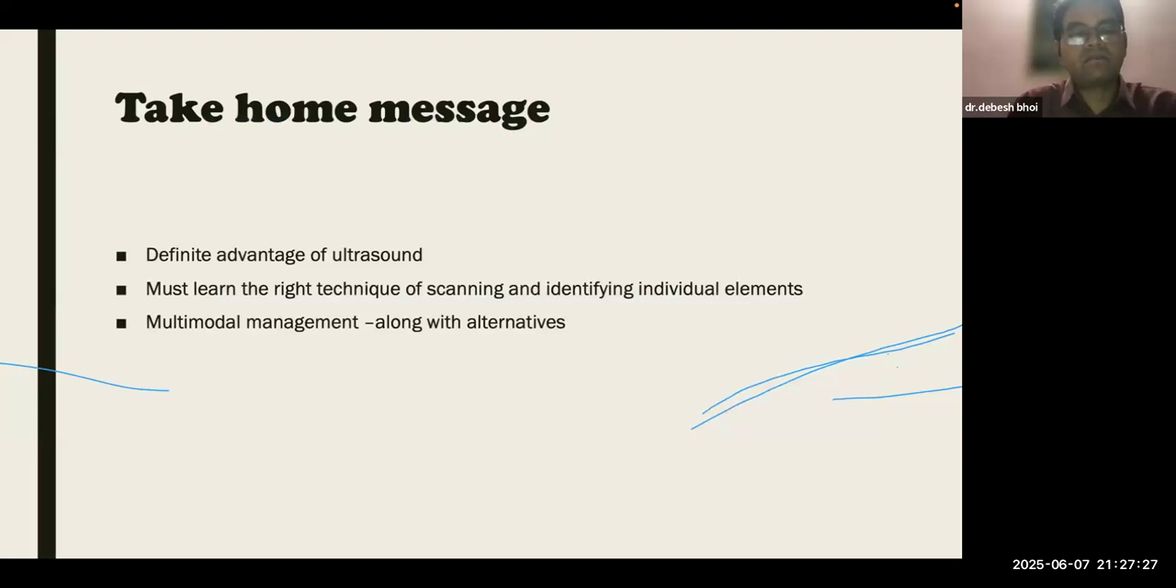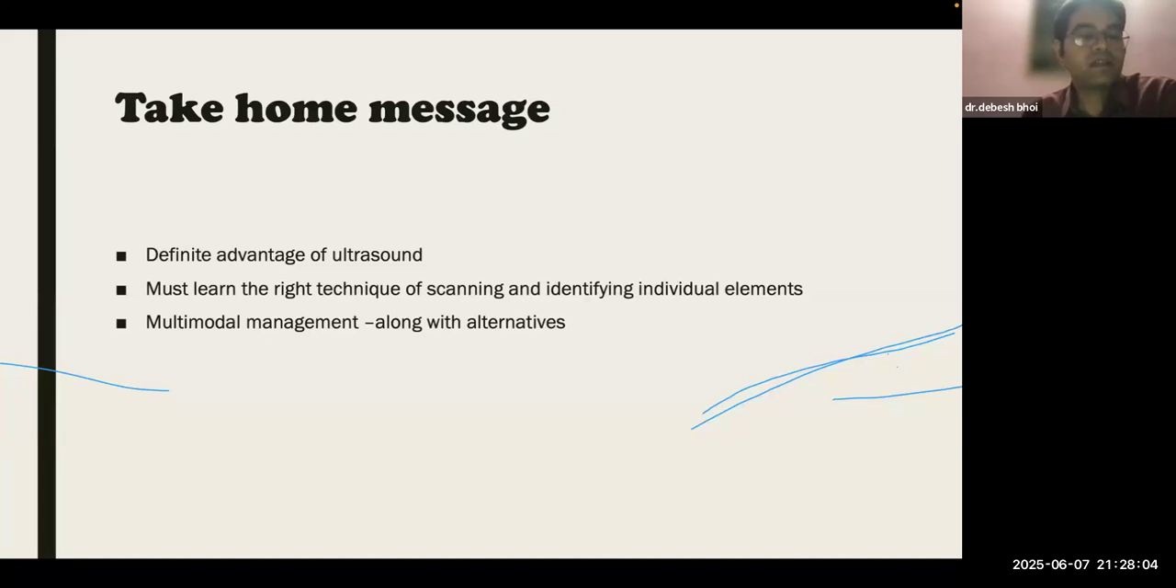So, discussing all the take-home messages from this case, I'm just concluding the presentation. There is a definite advantage of ultrasound, because the intervention might be ultrasound or fluoroscopy guided. But in certain situations with anatomical variation, where the typical structures, the nerves, the neural structures are not where you expect, there is a definite advantage of ultrasound, specifically for the brachial plexus. We cannot do it blind. Learning the right technique of scanning and identifying each individual element is a must.